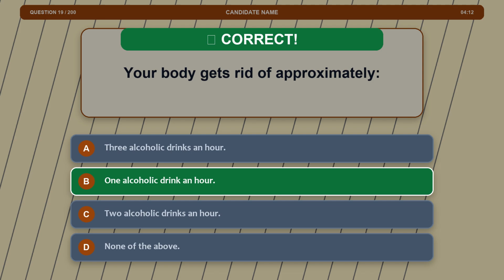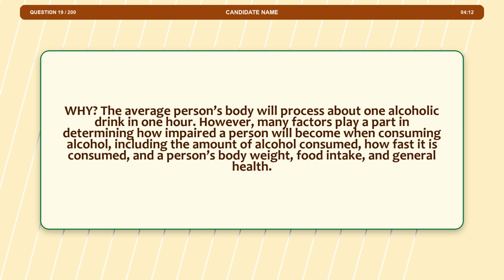The correct answer is option B, 1 alcoholic drink an hour. Explanation. The average person's body will process about 1 alcoholic drink in 1 hour. However, many factors play a part in determining how impaired a person will become when consuming alcohol, including the amount of alcohol consumed, how fast it is consumed, and a person's body weight, food intake, and general health.